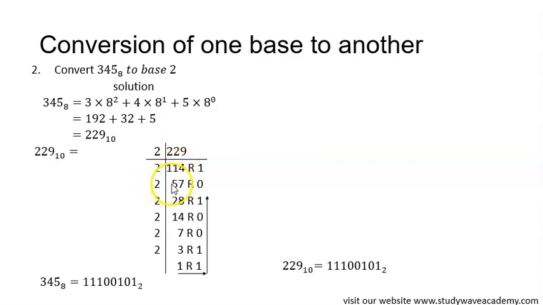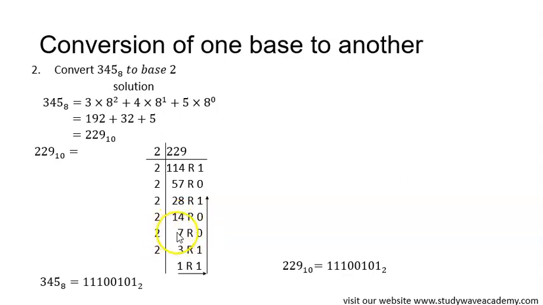So using 2 again to divide 57, we are going to have 28 remainder 1. 2 times 28 is 56, so there's a remainder of 1, okay? Then we use 2 again to divide 28. 2 divided into 28 gives you 14 remainder 0. There's nothing remaining. 2 times 14 is 28. When 2 divides 14 again, it gives you 7 remainder 0. 2 times 7 is 14, right? So there is no remainder.